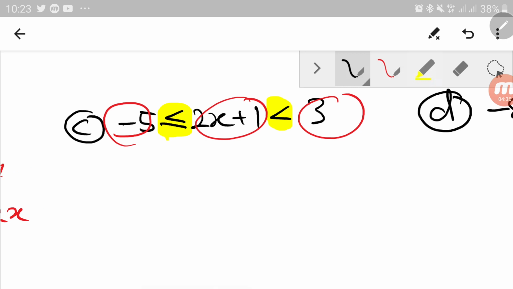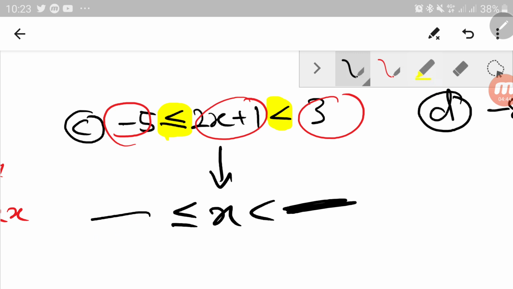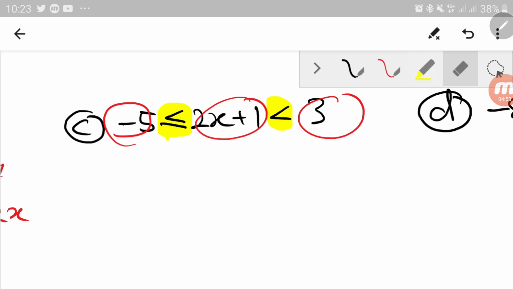So don't worry much. The aim for this one is we want the middle to be only x, and the sign we just copy and paste, and then we need some number over here, and another number over here. More or less like this. This is our aim. We need to have x only in the middle. So let's get started. It still holds the same principle.